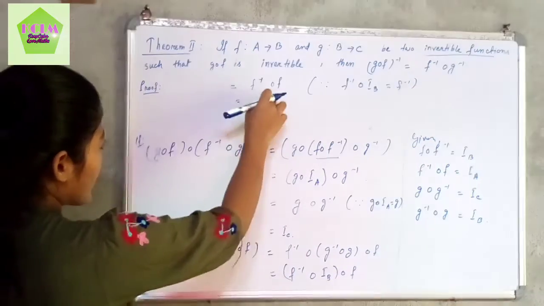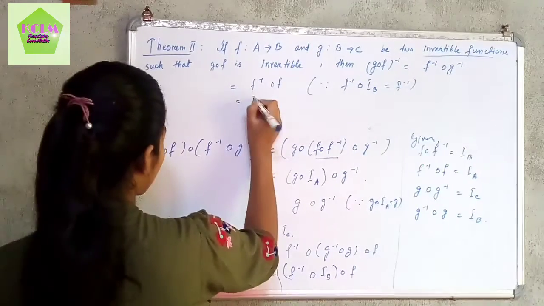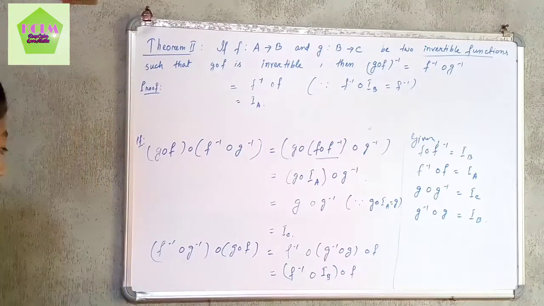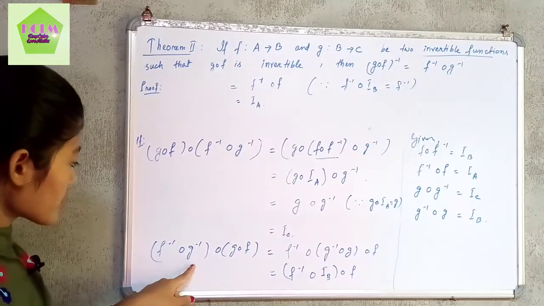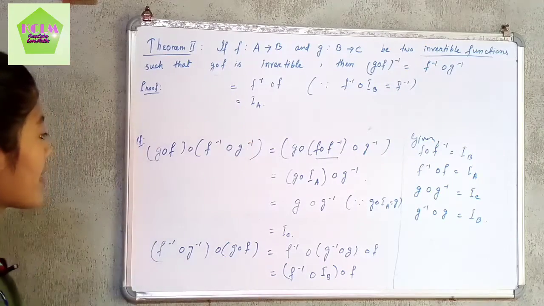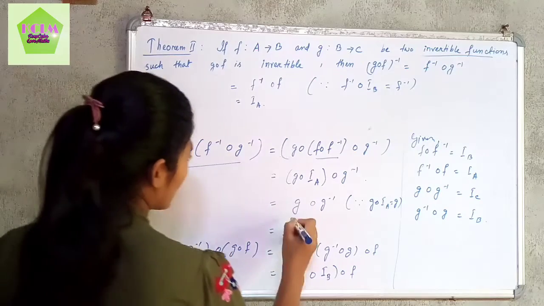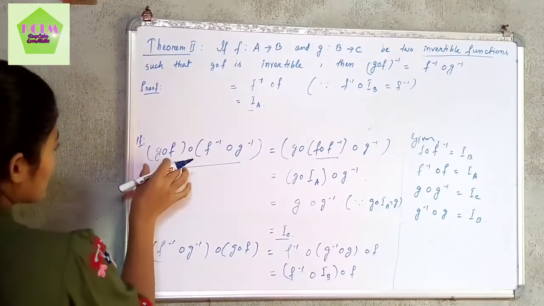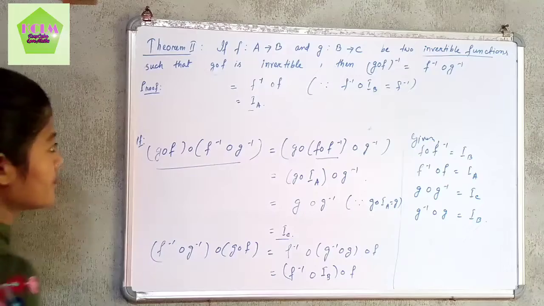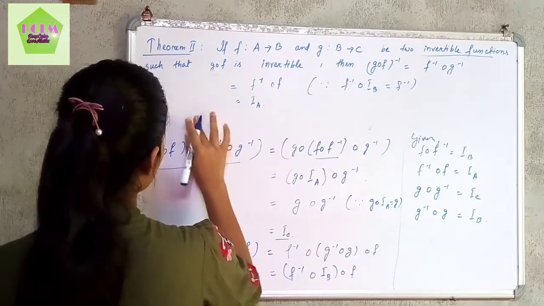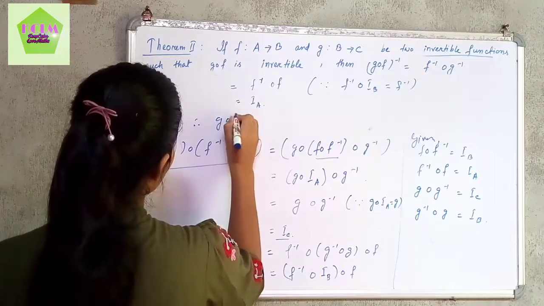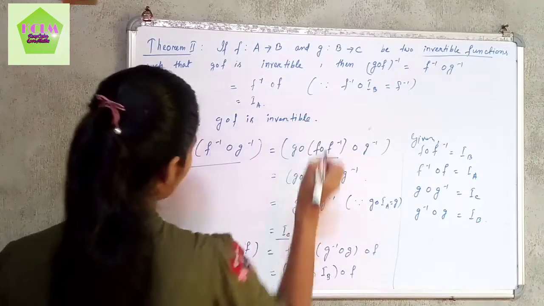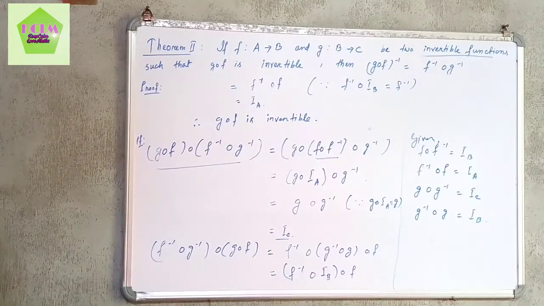Again, f inverse ∘ f will be I_A, the identity map on the domain A, since we are given. Therefore, f inverse ∘ g inverse ∘ (g∘f) equals I_A. Since we are done with these two things, therefore I can write that this g∘f is invertible. So we are done with the first step.